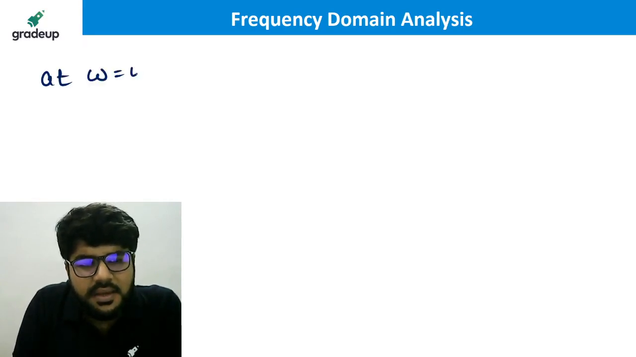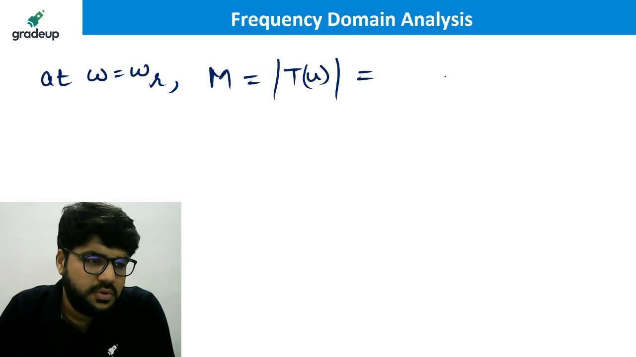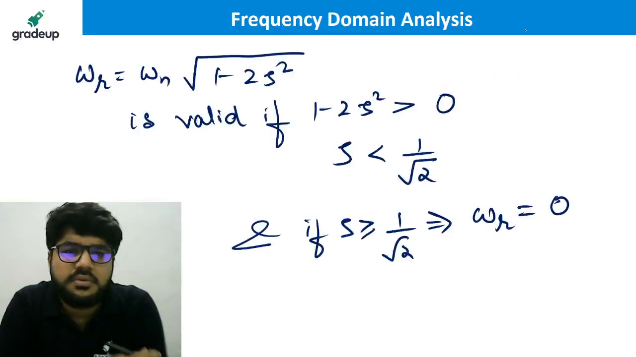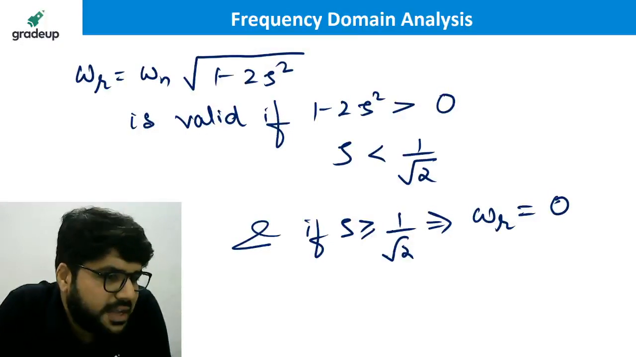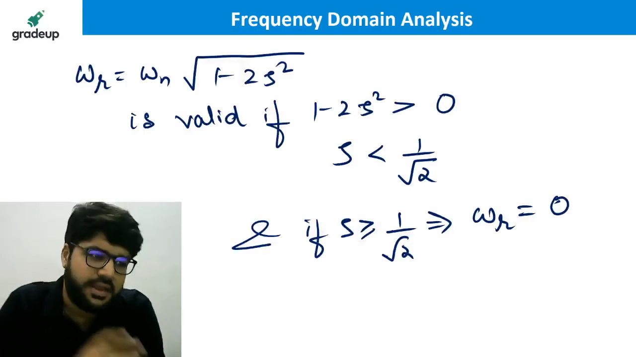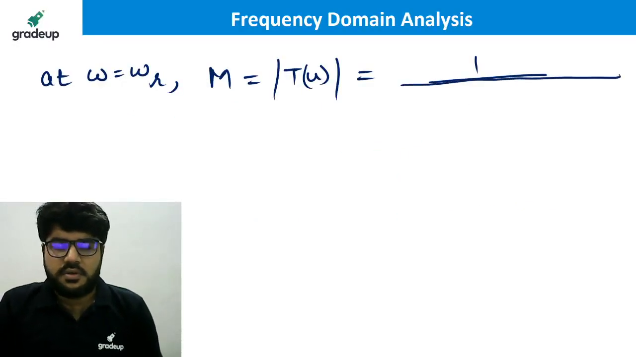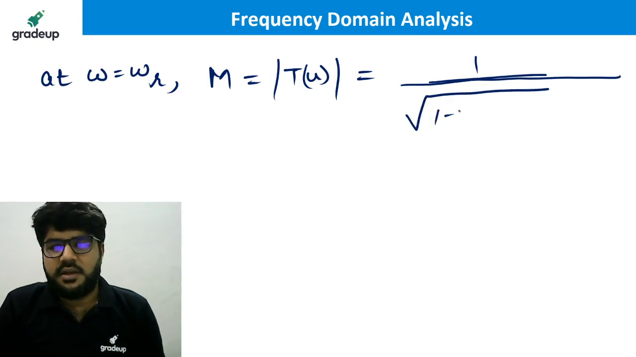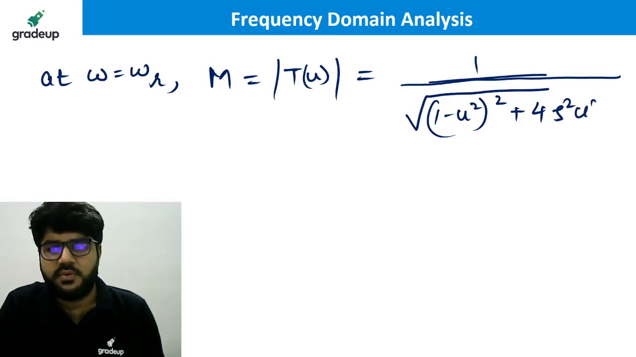At omega equal to omega r, what is the magnitude? That is mod of G(u), and that is equal to... Preetham, I don't think the formula is same. Recall, what is the formula for omega d? It is not omega n under root 1 minus 2 zeta square. Preetham, the formula is not same. What was mod of G(u)? It was 1 upon under root of (1 minus u square) whole square plus 4 zeta square u square.